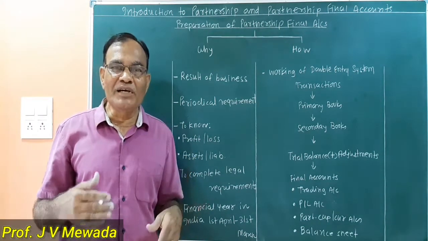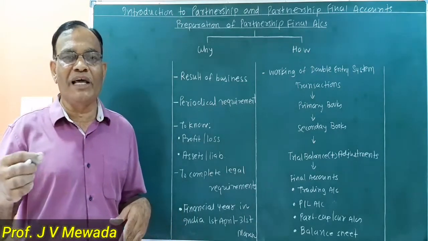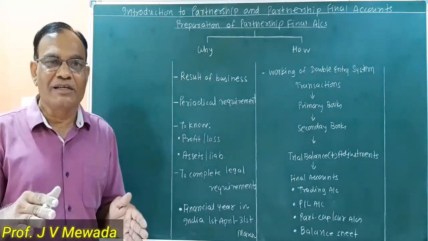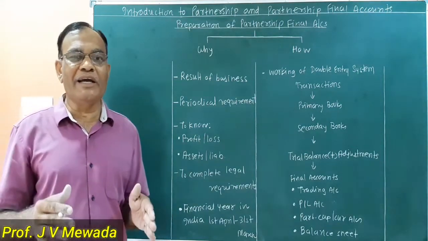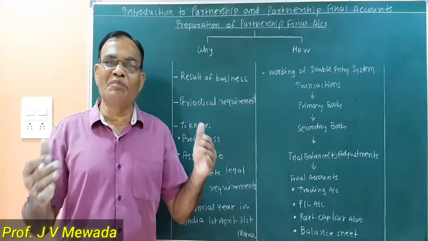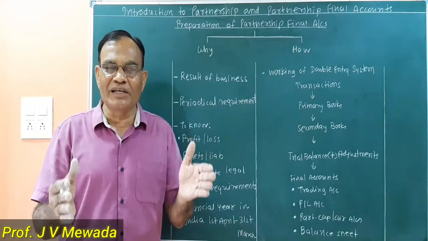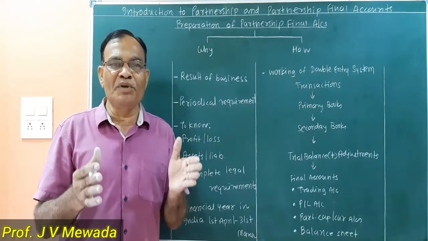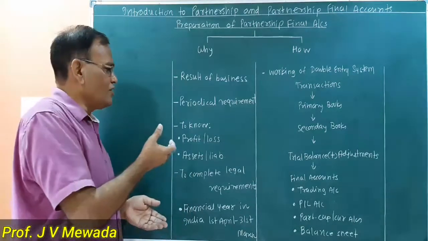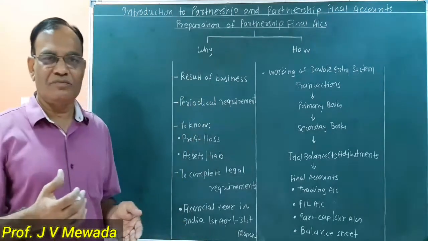And business being a continuous process, we cannot continue till the end of life. So we have to close the books at certain intervals. That is, normally at the end of the year, we are closing the books of account and we are preparing final accounts. So what is the object of preparing final account? The object of preparing final account is to know whether we are earning profit or we are suffering loss.